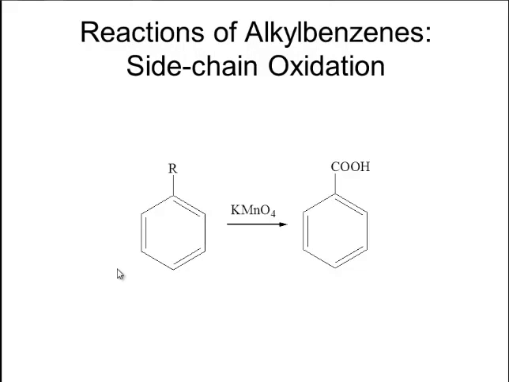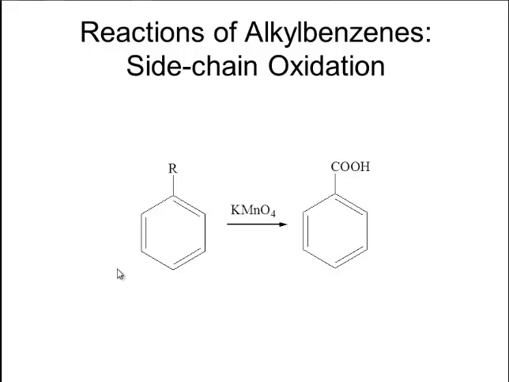Here's another reaction. This is reactions of alkylbenzenes. Actually, it's not a new reaction because you have learned this reaction in a previous chapter. Any kind of R group, and notice that that R group could be a methyl group, in which case it just gets oxidized directly to carboxylic acid, or it could be a longer chain with 2 carbons, say an ethyl group, or 3 carbons, a propyl group, or 100 carbons even.